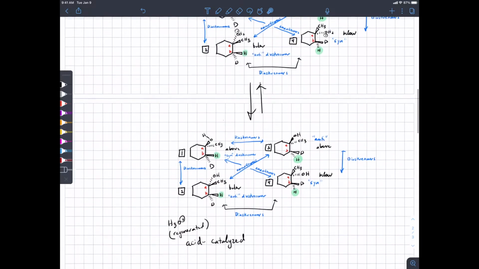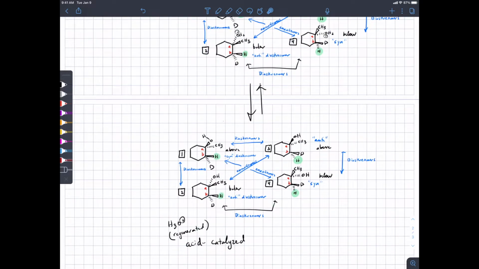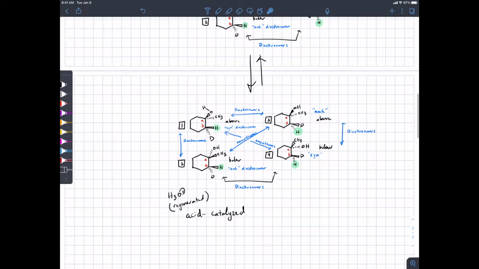Okay, questions? Okay, so for hydration, as with hydrohalogenation, there's not selectivity for syn versus anti. You get two enantiomers, or pairs of enantiomers that are diastereomers, and the pairs are diastereomers of each other.